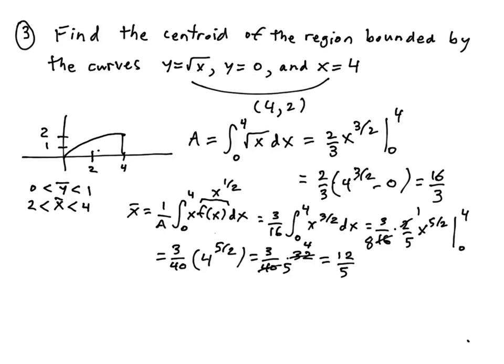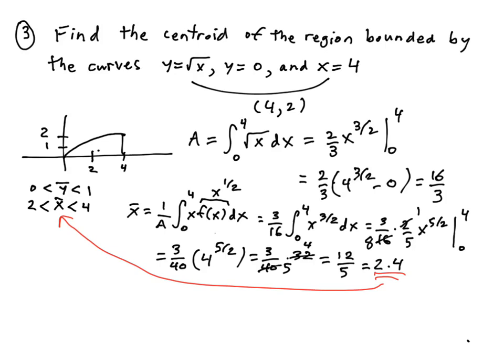12 over 5 for x bar, which, by the way, what is that? That's 2 2/5, so that's 2.4. And that's x bar. Does that answer make sense? Yes, it does, because I want you guys to look over here. We said that it was going to live between 2 and 4, so that makes sense, 2.4.